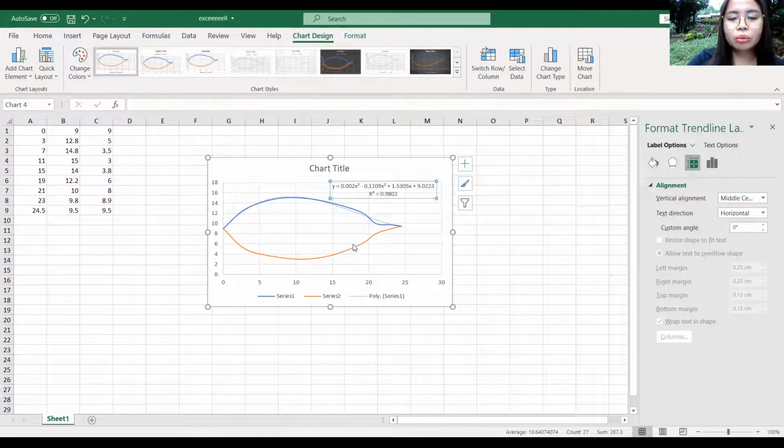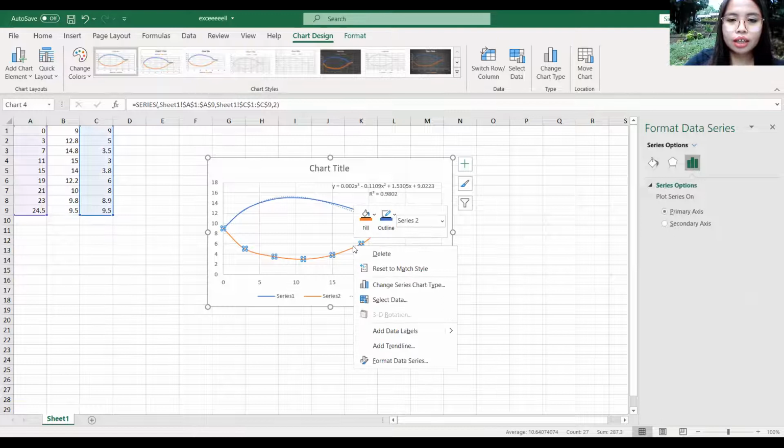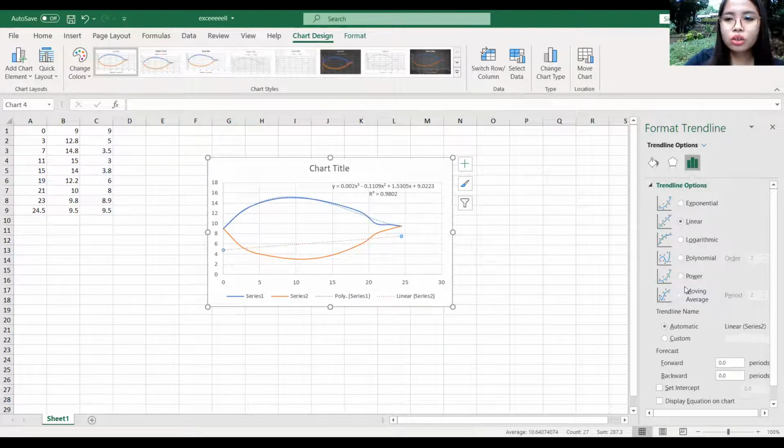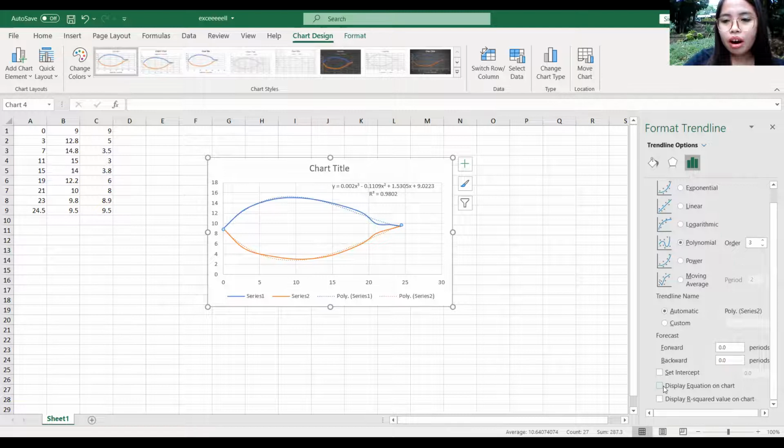So at this point, we have to get also the equation of our g of x. So we have to click the lower curve, then right click, choose add trend line, and then on the right side, choose polynomial, then degree of 3, display equation on chart, and then display r squared on chart. So we have here our equation for our g of x.